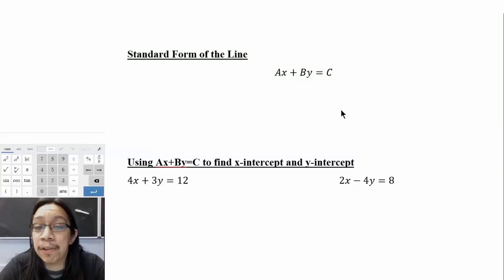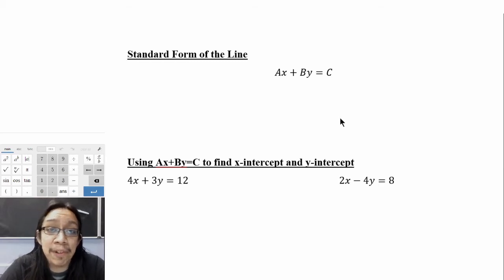In this video, we're going to be talking about the standard form of the line, one of the three forms of a linear function. We're going to be talking about how the standard form looks and how we can use the standard form to find the x and the y-intercepts from the linear function, and also talk about how we can convert standard form into slope-intercept form. So let's go ahead and get started.